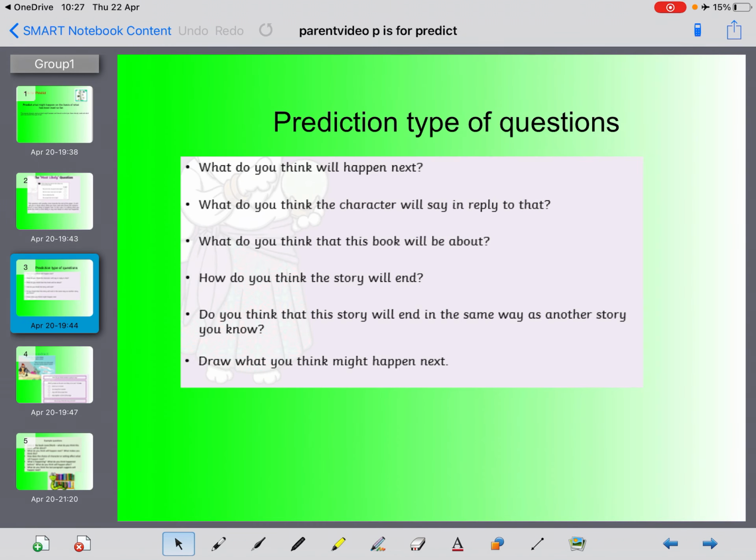Prediction type of questions. What do you think will happen next? What do you think the character will say in reply to that? What do you think this book will be about? How do you think the story will end? Do you think this story will end in the same way as another story you know? Draw what you think might happen next. Again, these are all questions that you could ask your child at home while they are reading.